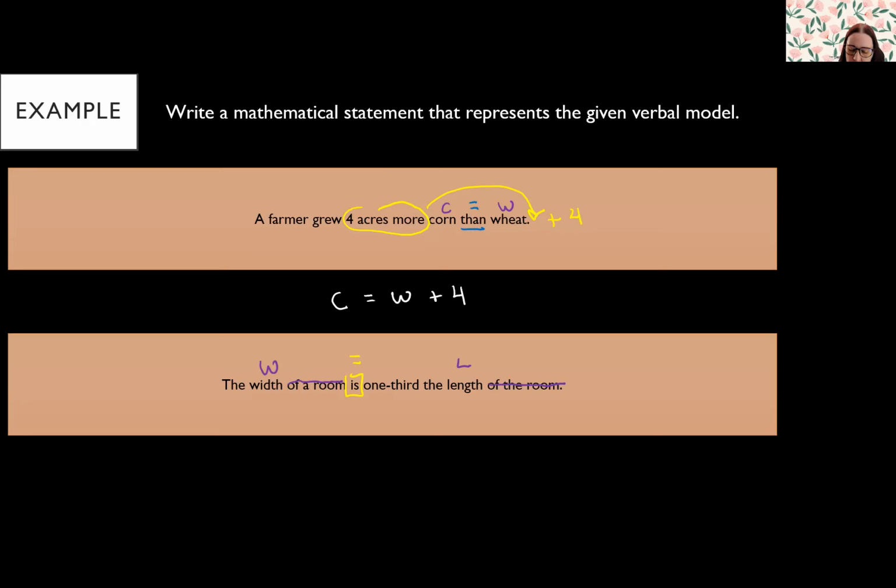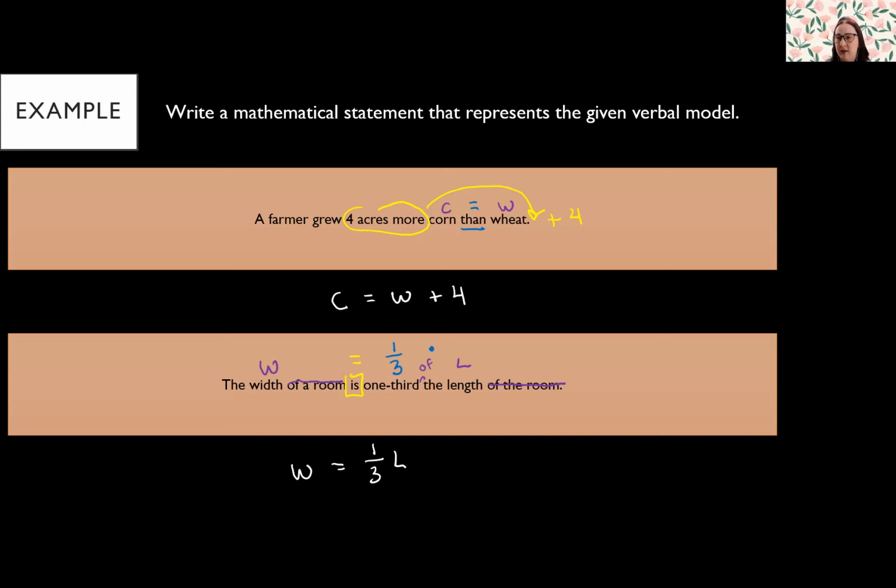So we've got W equals, and then we have 1/3 the length. If it's 1/3 of something, there's an assumed of right there, so it's assumed multiplication. We have 1/3 times the length. So this becomes W equals 1/3 L. And I used a capital L because I don't want it to look like the number 1, so that it looks very different from my 1.